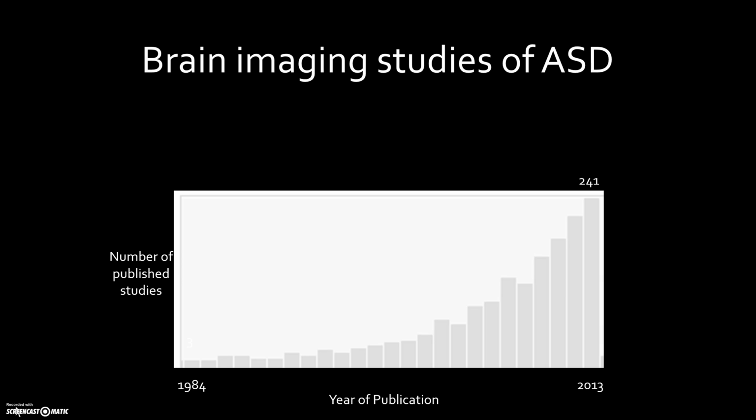And we now know a lot about what happens to the brain in autism, and much of that we know through brain imaging studies. This graph shows the explosion in brain imaging studies of autism over the past 30 years, with only a few studies published per year in the early 1980s, to over 200 studies published in 2013 alone. So we have now over 1,000 brain imaging studies of autism.